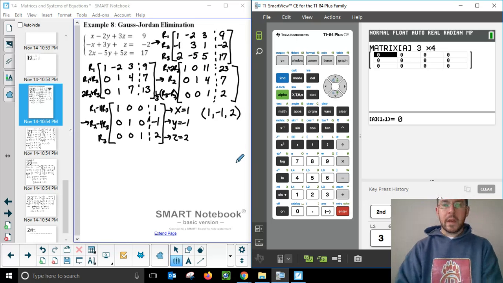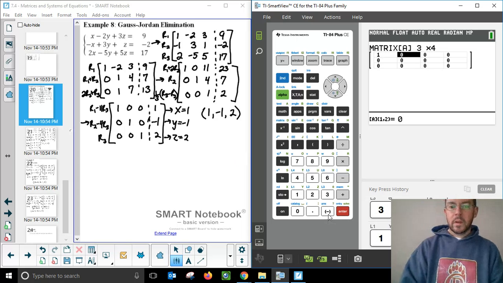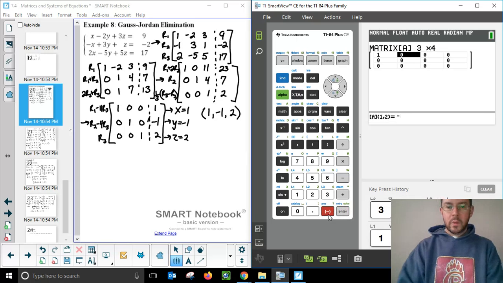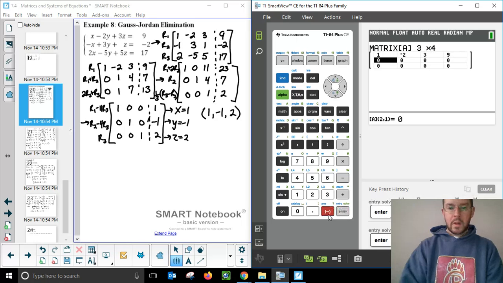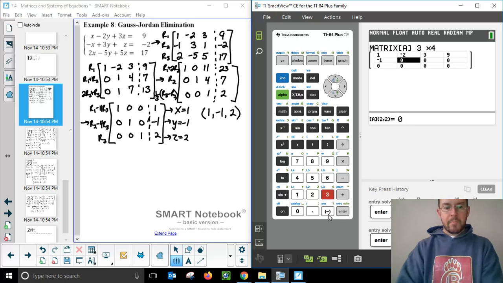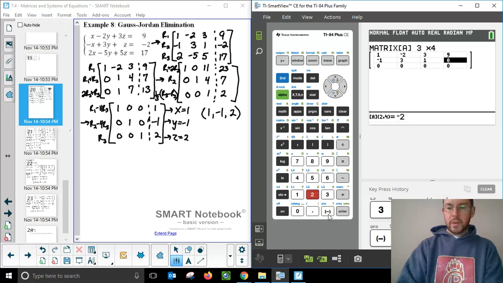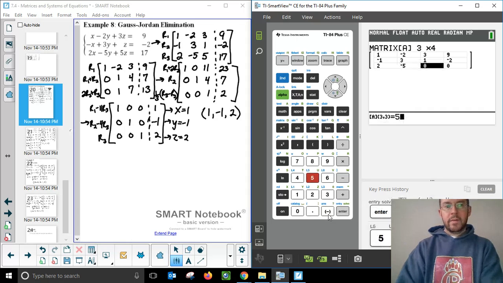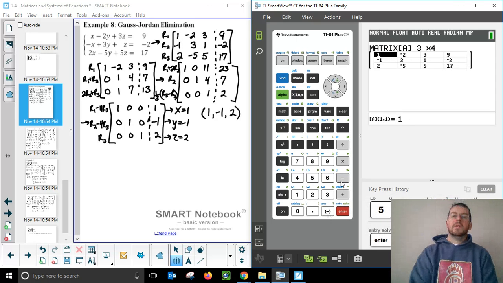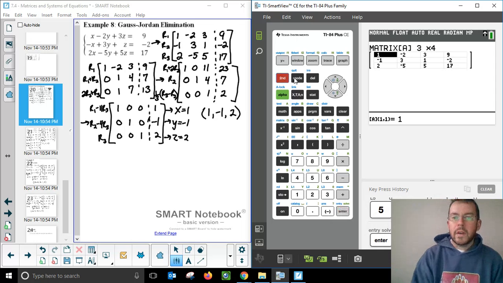So I'm going to have 1, -2, 3, 9, -1, 3, 1, -2, 2, -5, 5, and 17. All right, so once they're all in there, you can go ahead and quit out to your main screen.